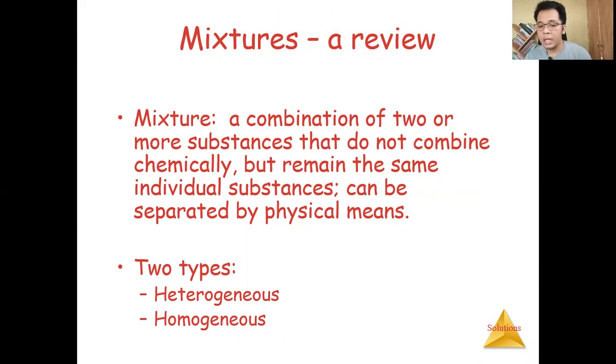Mixture. You all know this, that there are two types. A mixture is a combination of two or more substances that do not combine chemically but remain the same as individual substances when they combine, and can be separated by physical means such as evaporation or distillation. And there are two types of mixture, namely heterogeneous and homogeneous mixture.